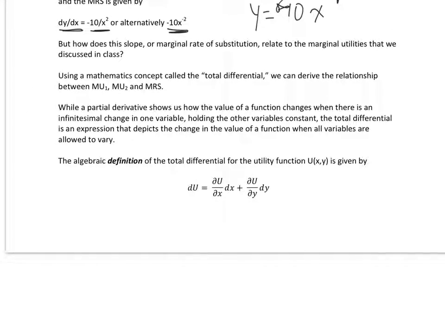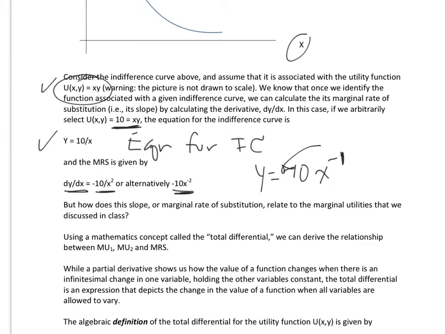Next, what we're going to do is try to relate that idea of the marginal rate of substitution to the marginal utilities. All right, so we're going to develop this problem a little bit differently than we have so far. We're going to start with our definition of the utility function, which we saw earlier up here. That's this thing, right?